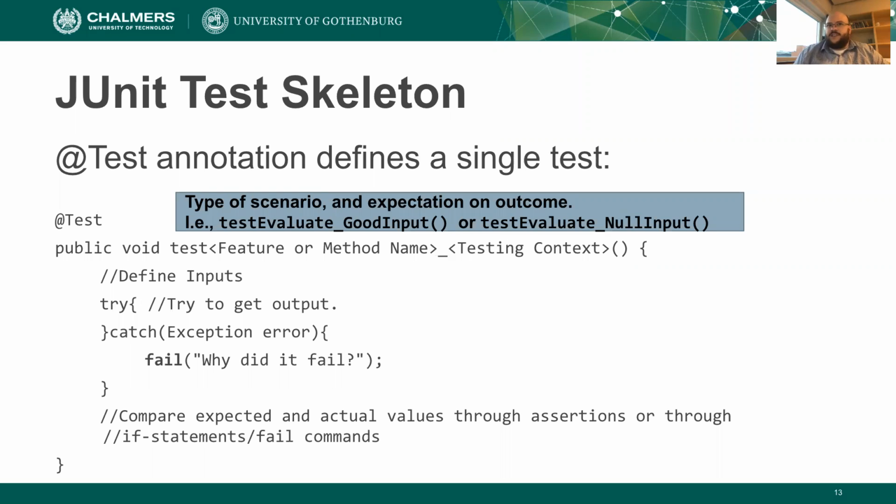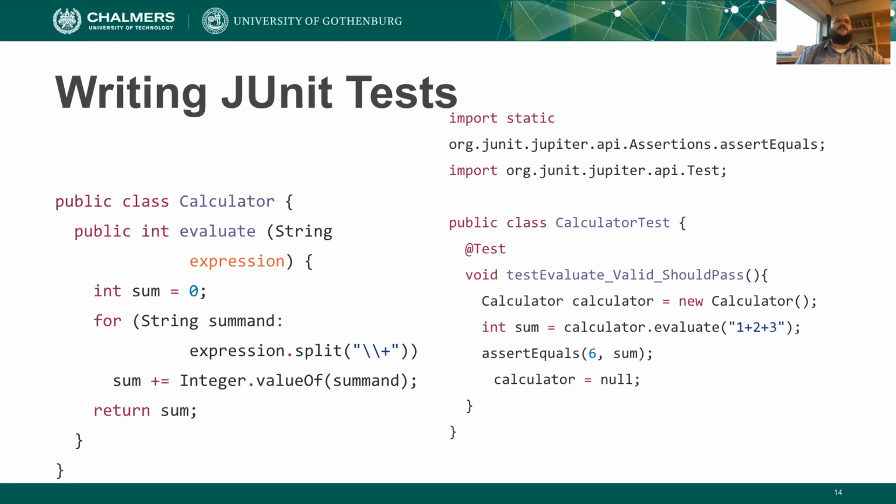You can compare the expected and actual output through if statements and issue fail commands if they don't match up, or you can make assertions about the results and declare properties that the results have to follow. If an assertion fails, then the test fails, right? So back to our calculator example, right?